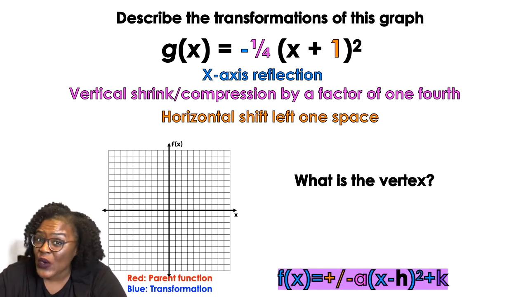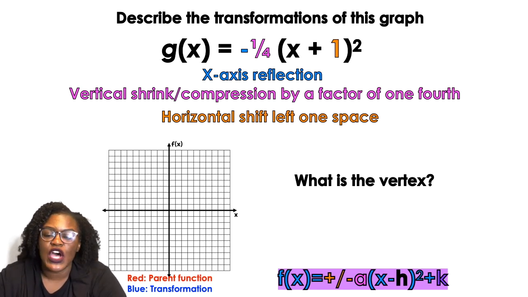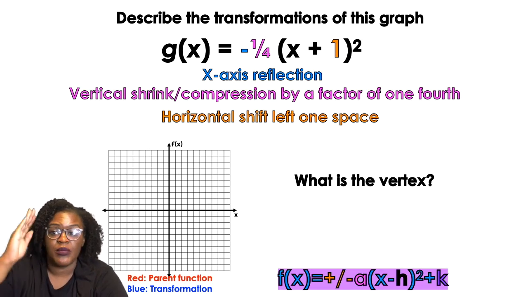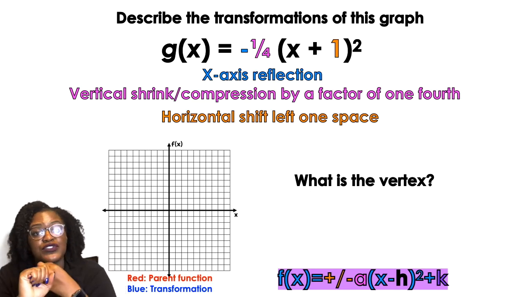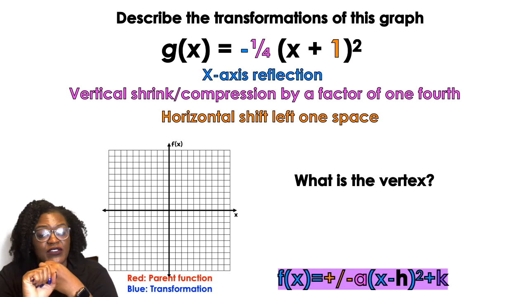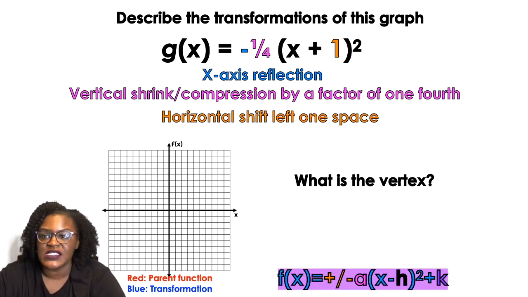And then I actually don't have a K value. Some people will tell you the K value is 0, which is accurate. But there is no shift up or down. We just have an x-axis reflection. We have a vertical shrink slash compression by a factor of 1/4, and then we have a horizontal shift left 1 space. So what does that look like on a graph?